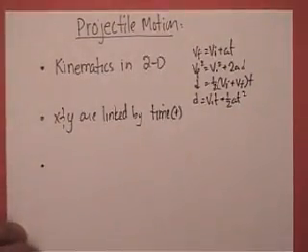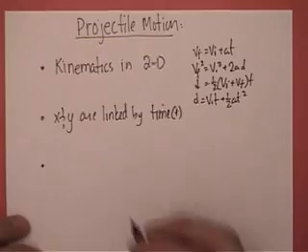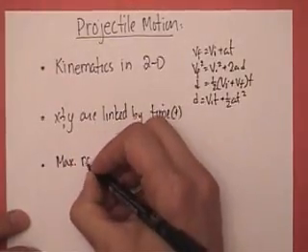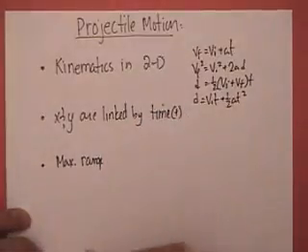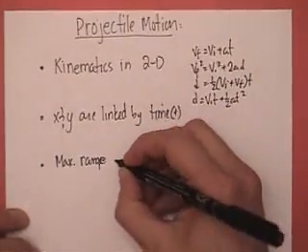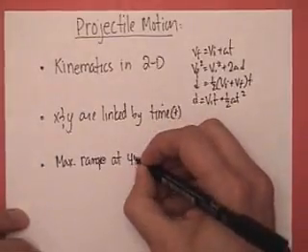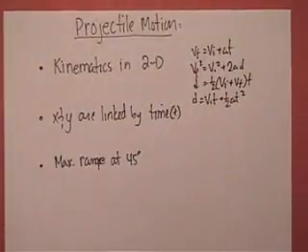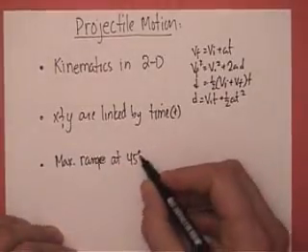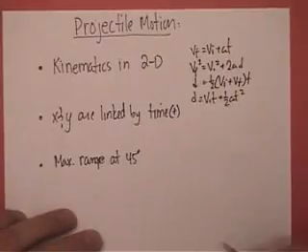Third point: maximum range, meaning how far you're actually able to get something to go. Maximum range is at 45 degrees. So you launch an object at 45 degrees, you'll get its maximum range, you'll also get its maximum height, you'll get its maximum time in the air. Maximum everything occurs at 45 degrees.